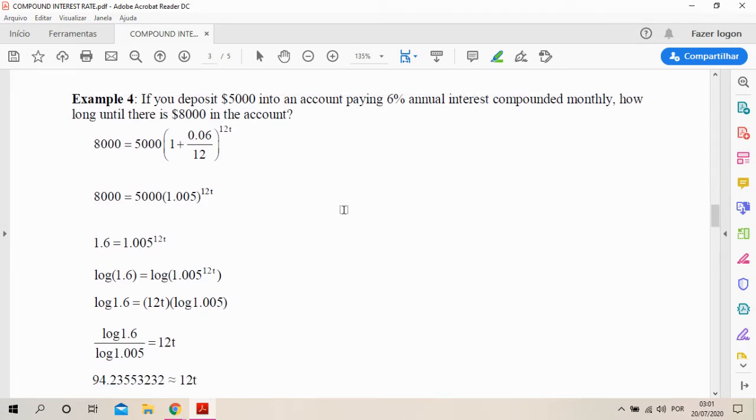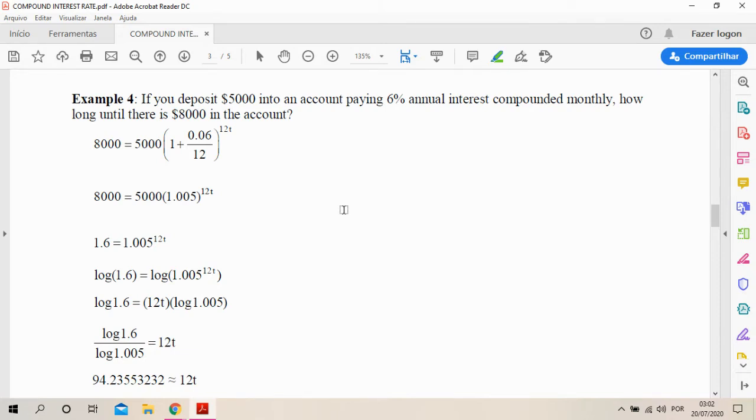Now, let's see another example that's going to be related to this. If you deposit $5,000 in an account paying 6% annual interest compounded monthly, how long until there is $8,000 in the account? We are going to use the same formula, but now with a different objective. We want to know the time.